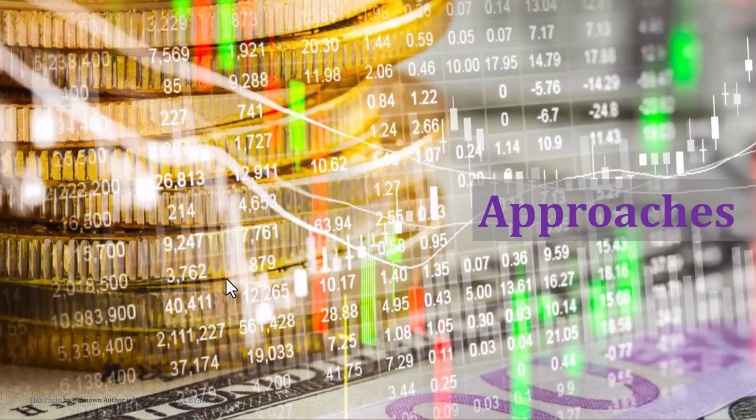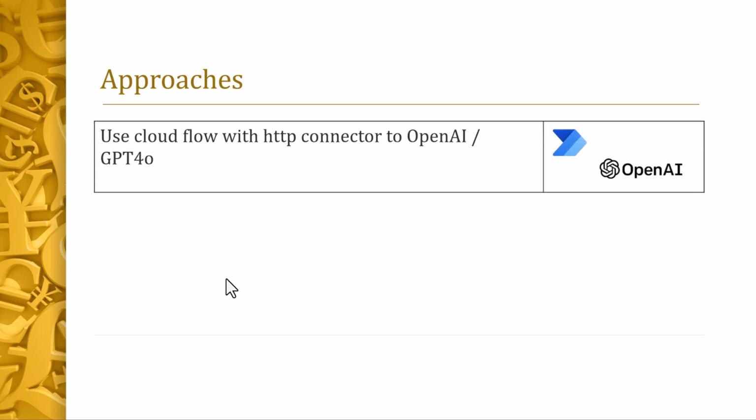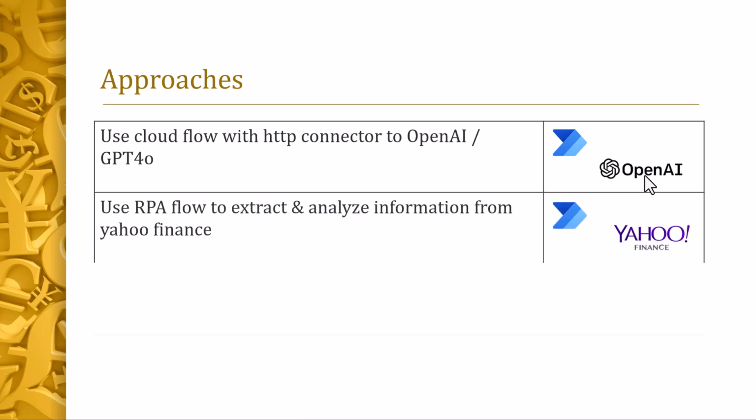So how did I do that? Well, I used different approaches because I did not trust all of them at the beginning, and I thought, hey, maybe I need different approaches. So the first one that I did is I said, okay, use an HTTP connector to connect to OpenAI, and ask OpenAI whether to invest in shares or not, and if so, what shares OpenAI can recommend for me. Then the second idea was to use an RPA flow to extract information from the Yahoo Finance website, and then to see whether we can invest in something or not.